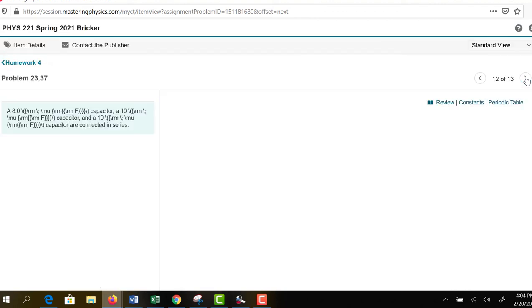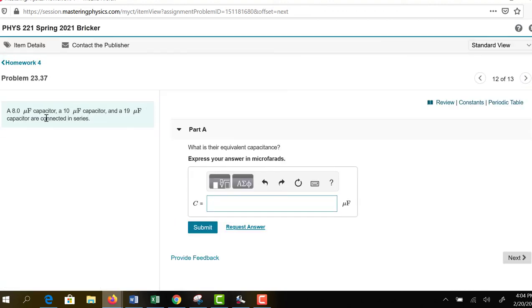Okay, next one. These are all connected in series. So in series, you add them together like you would add together parallel capacitors. So the equivalent capacitance would be 1/8 microfarads plus 1/10 microfarads plus 1/19 microfarads. And you can take a look back through this section here to review that.